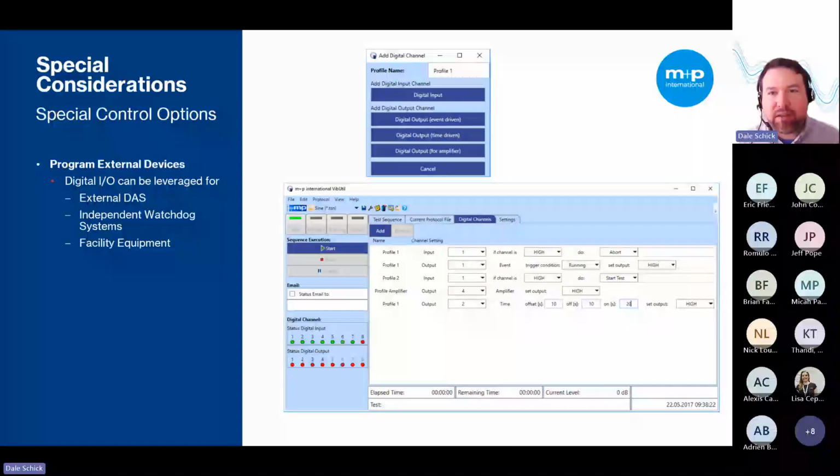And additionally, within the tabular programming environment, this digital input and output can be programmed to manage exterior devices through the same digital I/O that we were talking about before on the VibRunner hardware. So this could be an external data acquisition system, like an independent watchdog system, such as a current limiter, for example, or it could just be facility equipment.